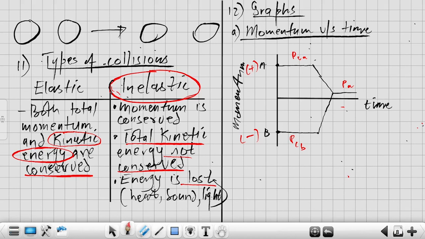So if they are not moving as a unit, what will be the case? Let's remove this, and we want a situation where they are not moving as a unit. If they are not moving as a unit, then after the part during the collision, each one of them has a different direction to take. So this will be P of B after, and this will be P of A after as well. So you can easily see that this part here is during the collision.